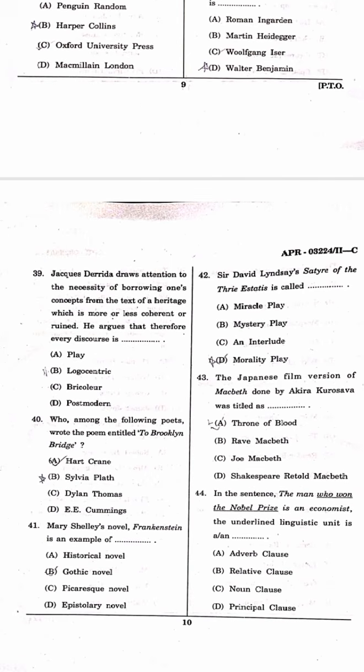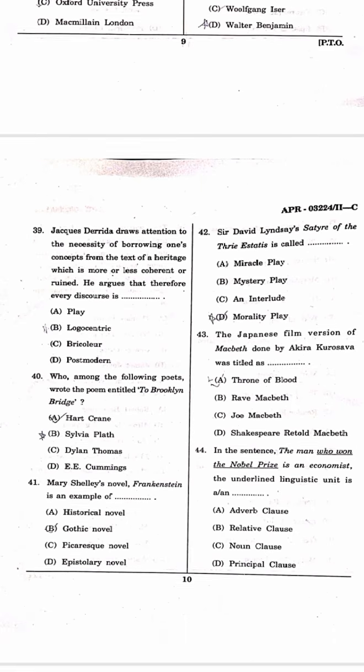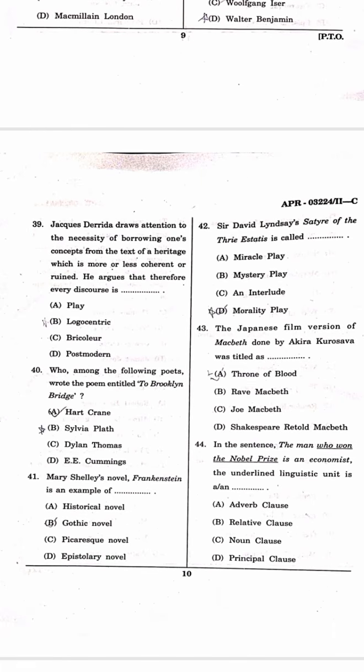Question number 40. Who among the following poets wrote the poem entitled The Brooklyn Bridge? And the correct option is Hart Crane. Question number 41. Mary Shelley's novel Frankenstein is an example of a Gothic novel. Option B is the right one.